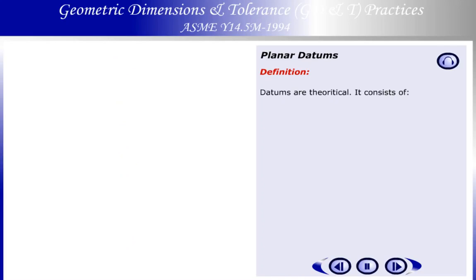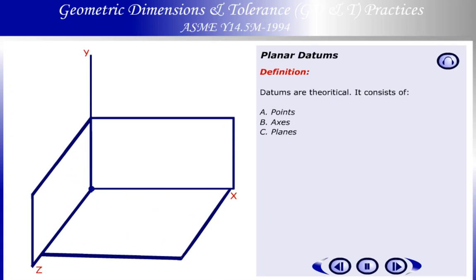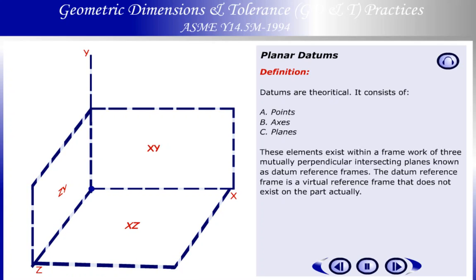Datums. Definition. Datums are theoretical. It consists of A. Points, B. Axes, C. Planes. These elements exist within a framework of three mutually perpendicular intersecting planes known as datum reference frames. The datum reference frame is a virtual reference frame that does not exist on the part actually.